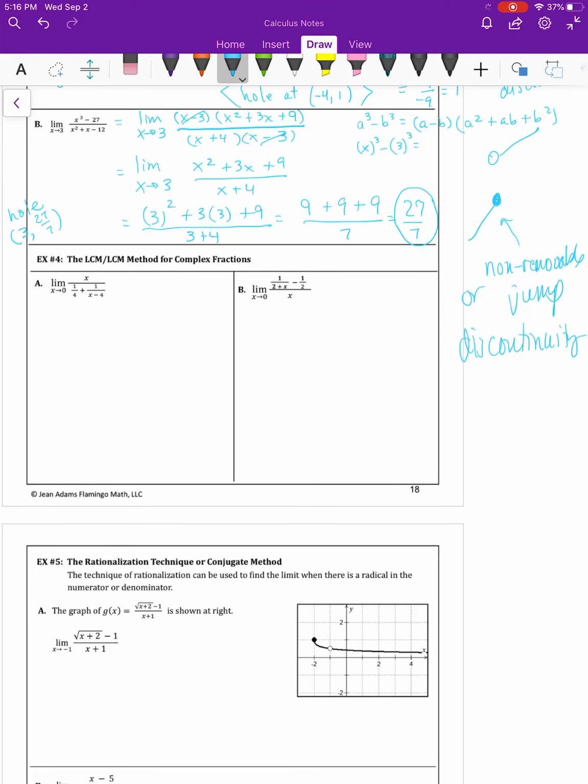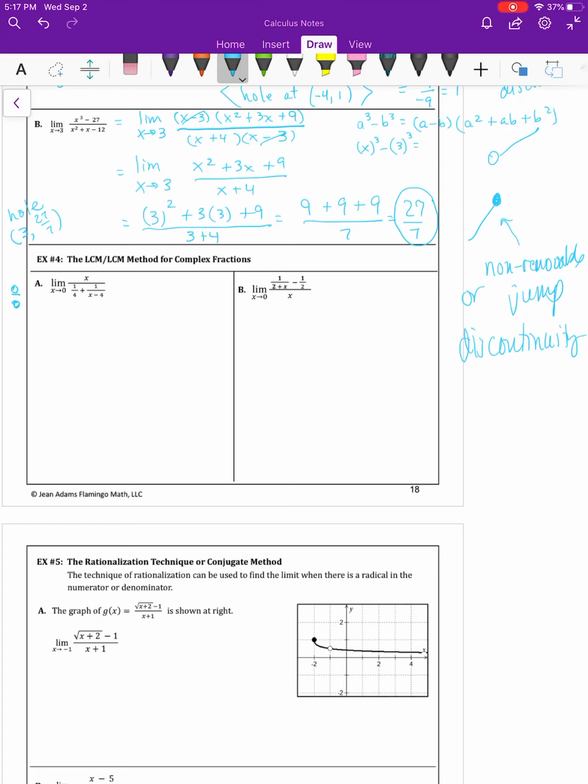Number 4, now the least common multiple method for complex fractions, because if I put 0 in, I'm going to get 1/4 minus 1/4, 1/4 minus 1/4, which is 0, and I can't have division by 0, right? I can't have 0 divided by 0. I can't have anything divided by 0.